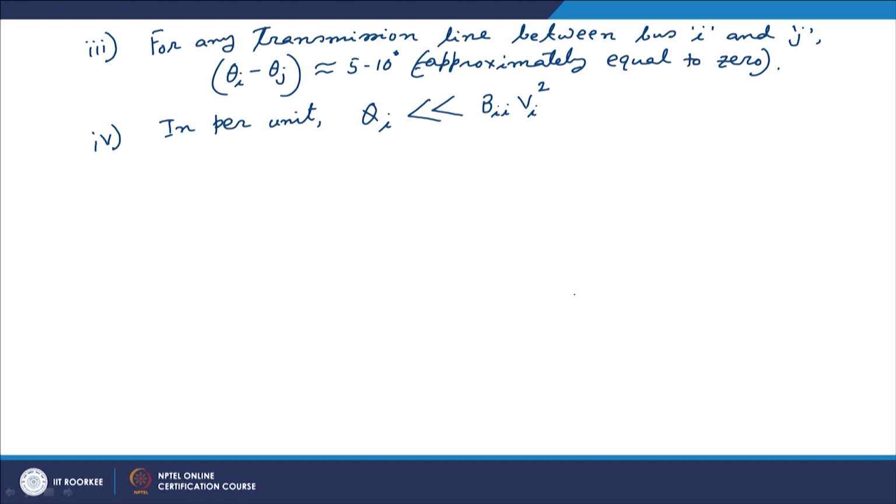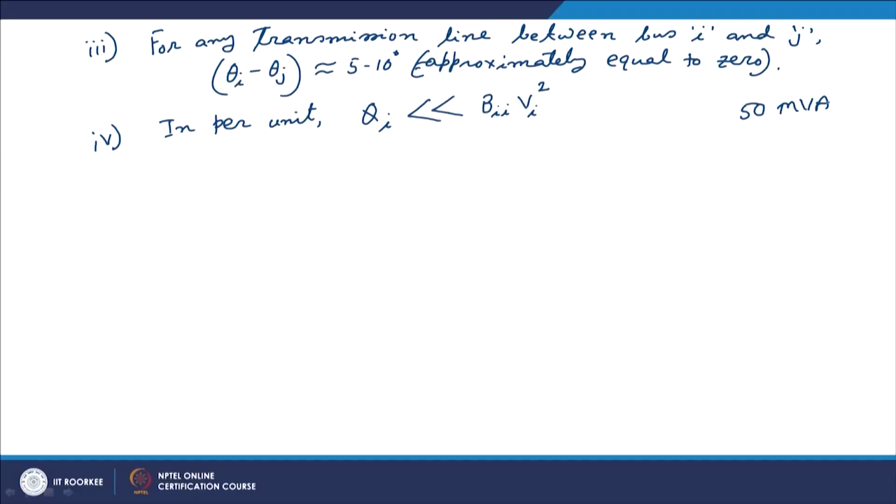The justification is that in per unit, for example, at any bus, let us say the reactive power load is 50 MVAr. Let us say our base MVA is 100 MVA. Then in per unit, Qi, that is magnitude, is equal to 0.5. So, this is basically the numerical value 0.5 in per unit.